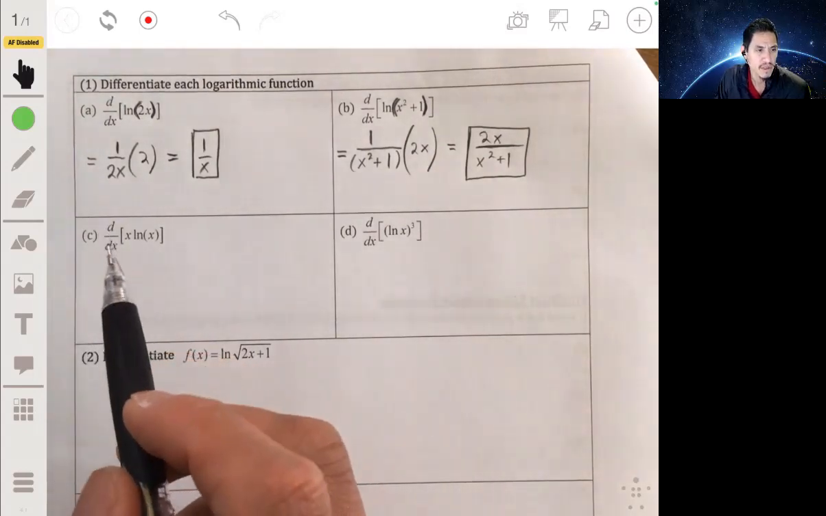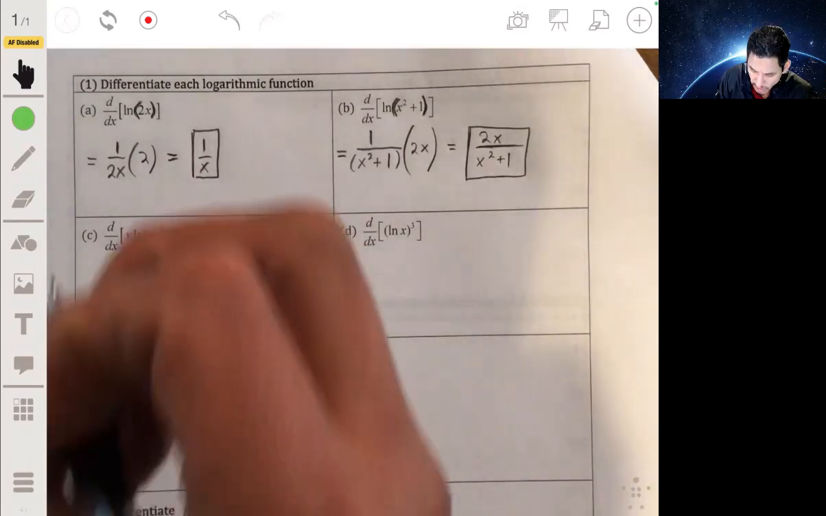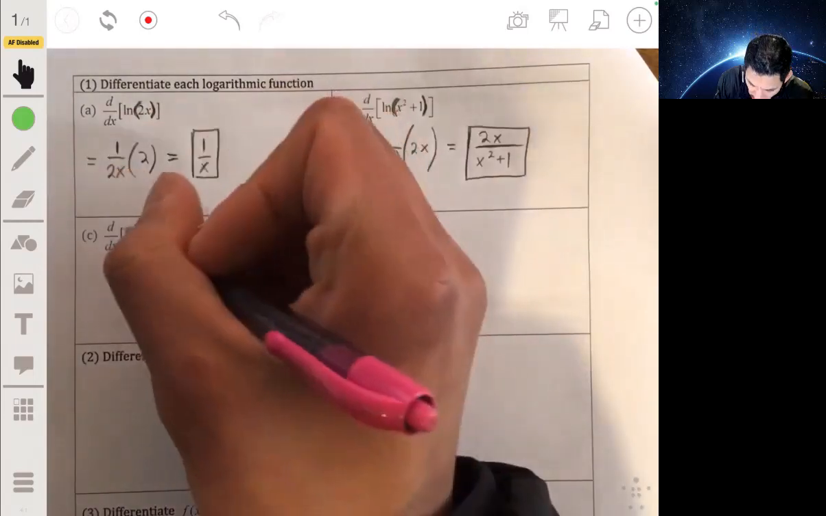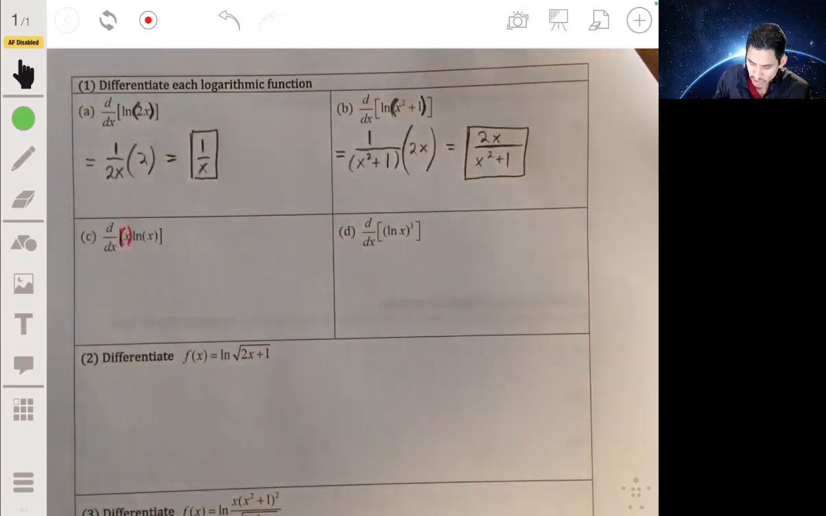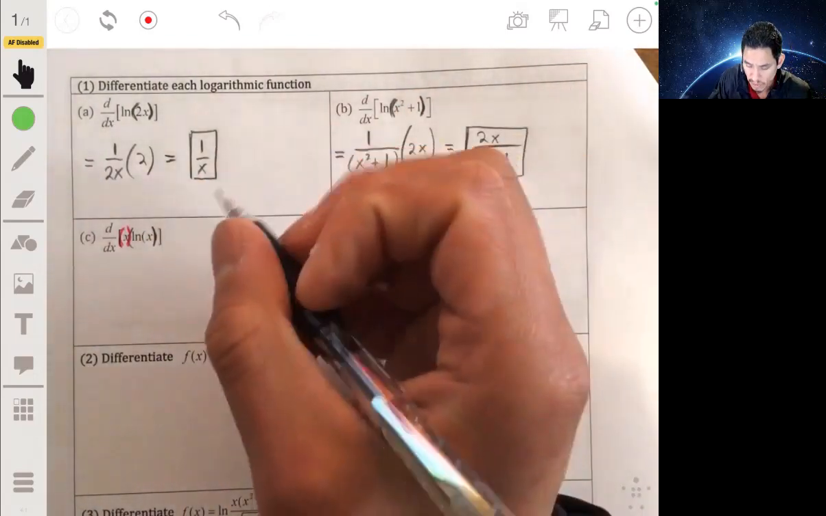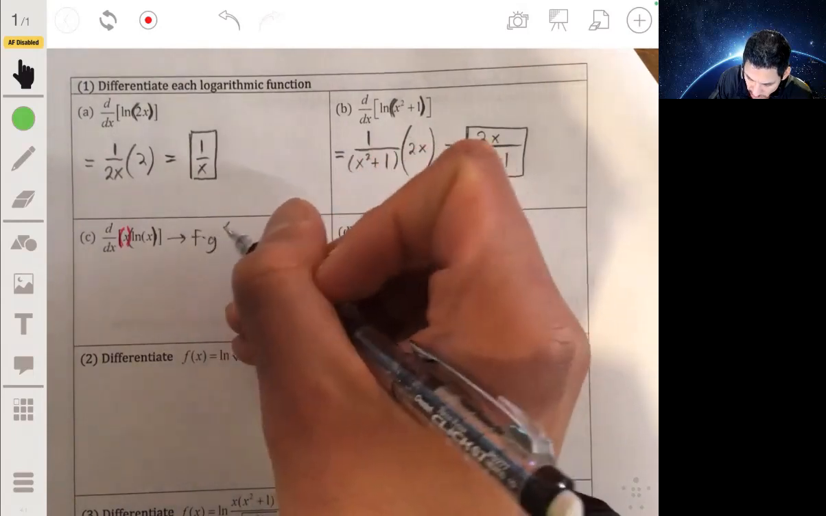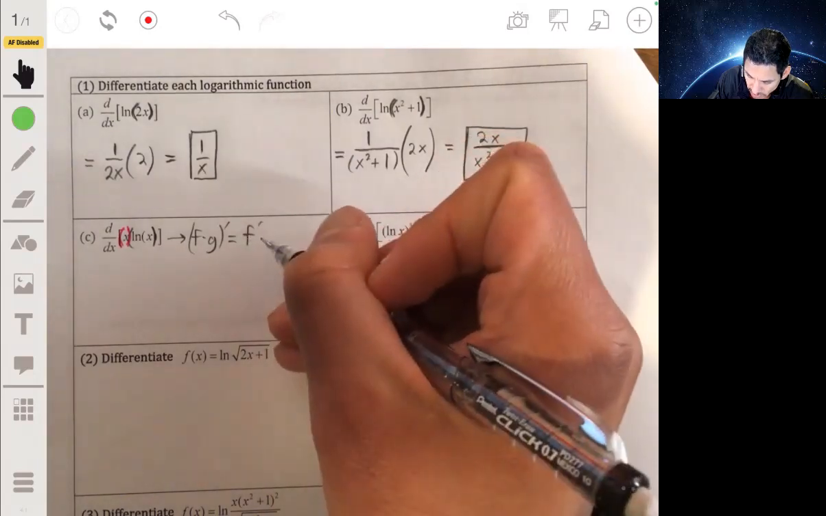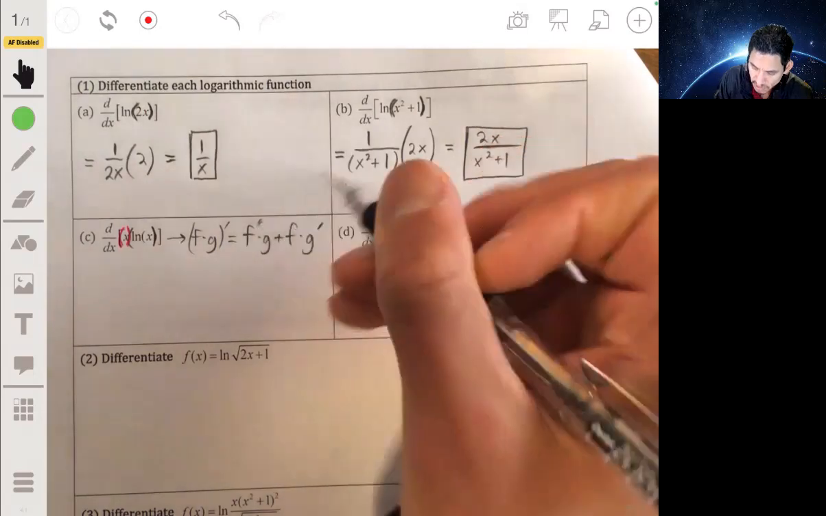All right, C, we are looking for the derivative of x times the natural log of x. So here we have two functions, and this is going to be the product rule. We got x as one of the functions and the natural log of x as the other. So remember what the product rule says, where you have the derivative of f times g. This will just be the derivative of f times g plus f times the derivative of g.